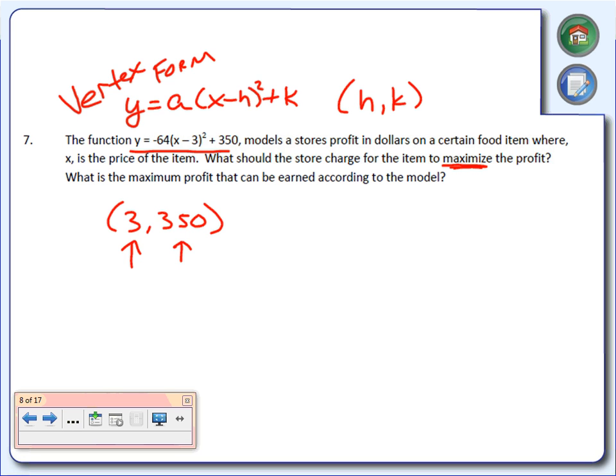What should the store charge? They should be charging $3. Why should they charge $3? Because if they do that, they're going to make their maximum profit, and that profit is going to be $350. That's their profit they're going to earn if they sell it for $3. So again, two parts of that question. $3 is the answer to the first part. $350 is the answer to the second part.